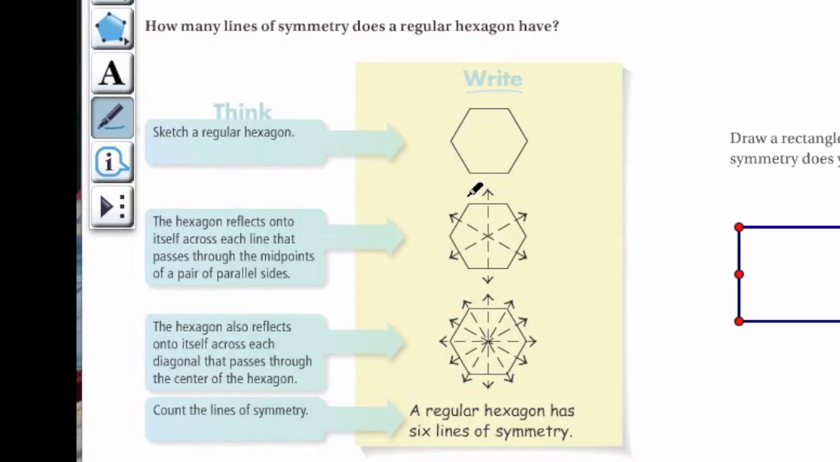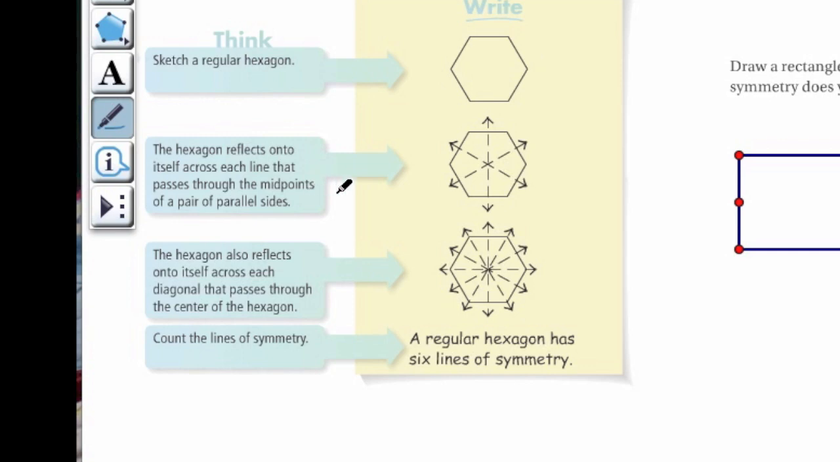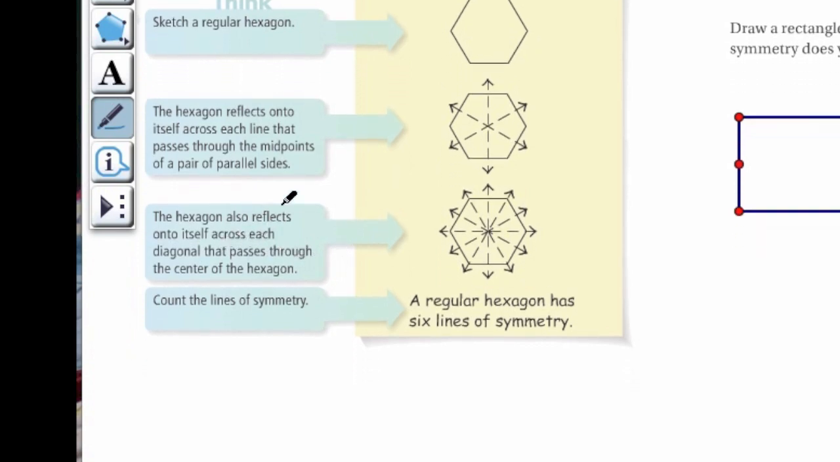So, first we're going to find how many lines of symmetry does a regular hexagon have. So, first we sketch a regular hexagon and then we draw the lines that help the hexagon reflect on itself. The lines pass through the midpoints of a pair of parallel sides, and we also draw the lines of each diagonal that passes through the center of the hexagon. So if we count, the regular hexagon has 6 lines of symmetry.